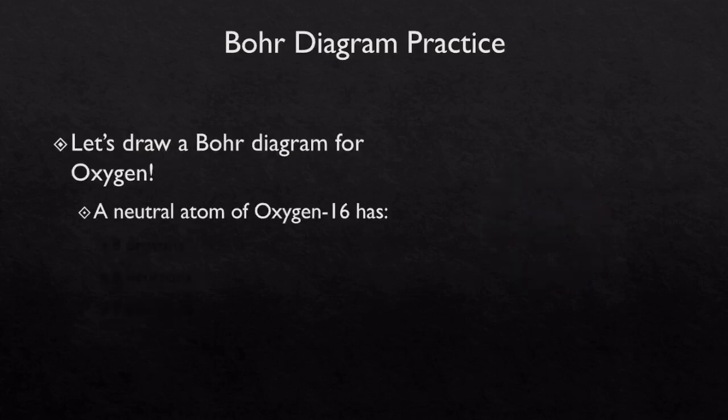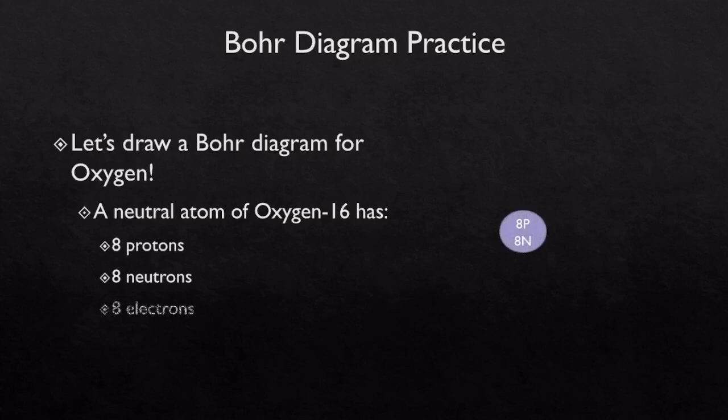All right, now let's try a bigger one. We've got oxygen, and a neutral atom of oxygen-16 is going to have 8 protons, 8 neutrons, there's our nucleus, and 8 electrons. And so we know that the first energy level can only hold up to 2 electrons, so I'm going to fill that up first.